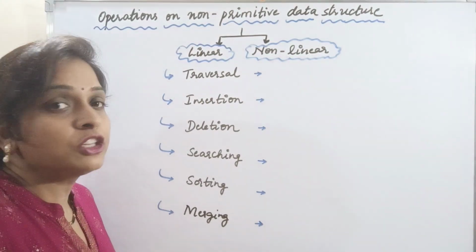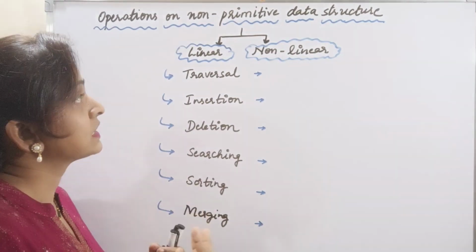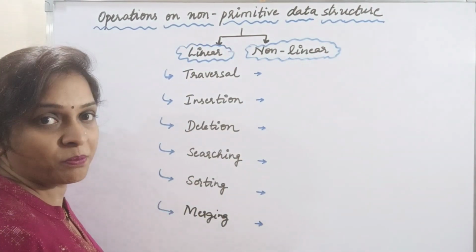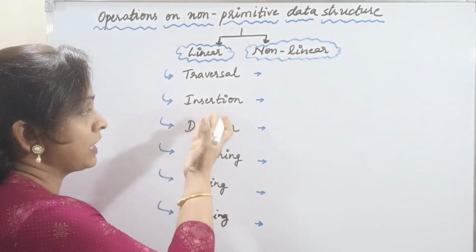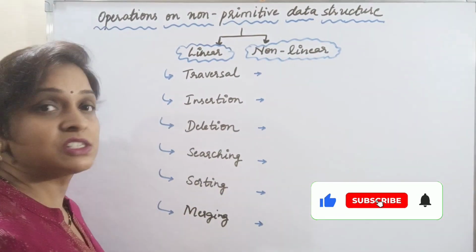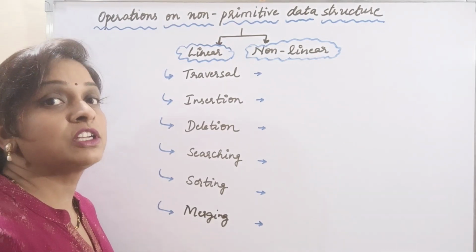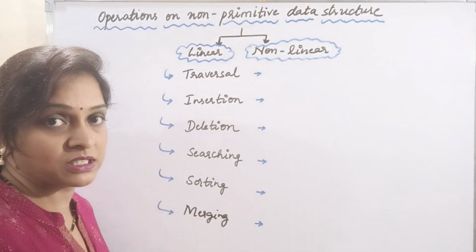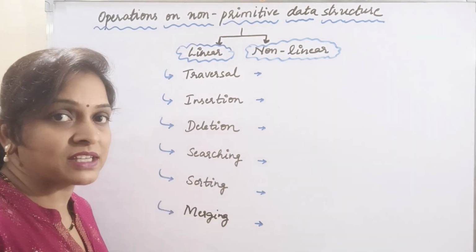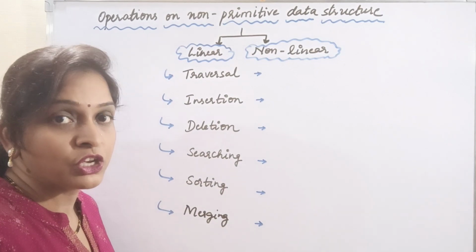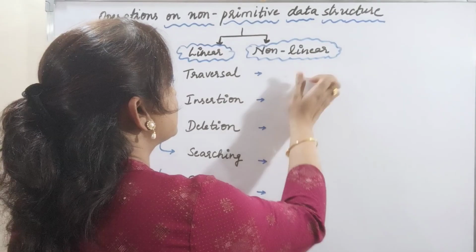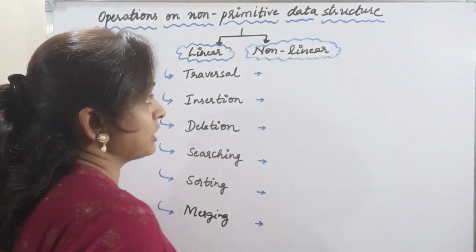Right. So what are the operations that we can perform on these non-primitive data structures? We have these operations: traversal, insertion, deletion, searching, sorting and merging. So what is this traversal? The name itself tells you we travel into the elements. So we travel into the memory block and we try to access the elements one by one. So it is accessing or visiting each and every element one by one.